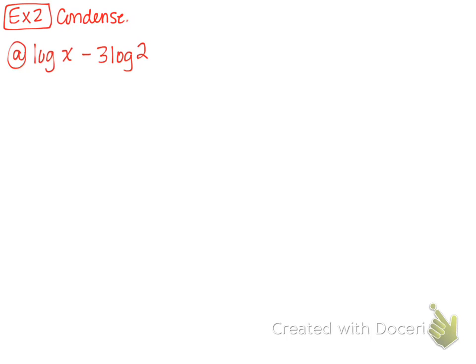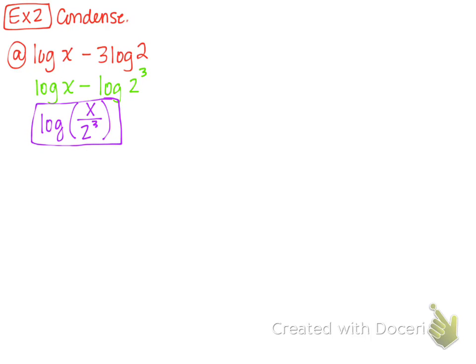So only this 2 is going to get raised to the 3rd power. So let's take care of our power property first. So we have log of x minus log of 2 to the 3rd power. So we used our power property to bring that 3 up as an exponent. Now we are going to use our quotient property because we have this minus sign here. Now this is going to be our numerator and this is going to be our denominator. So we have log of x over 2 to the 3rd power. And that's our final expression. So we took 2 logarithms and we condensed it into 1.